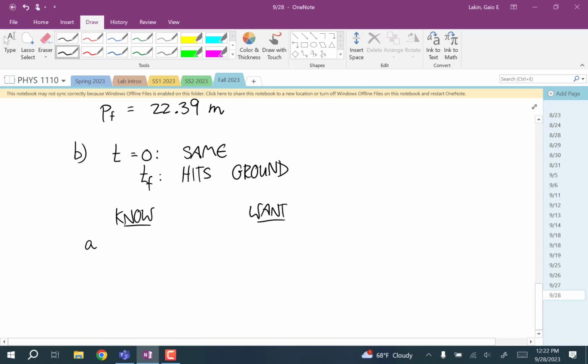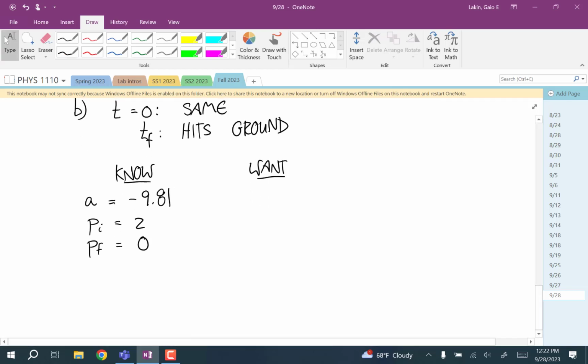Okay, so we don't know TF. We still know acceleration is negative 9.81. PI is the same as it was before, 2. PF this time we know is 0 because it's when it hits the ground, and I put my 0 position on the ground. VI is still positive 20, and we're trying to find VF.